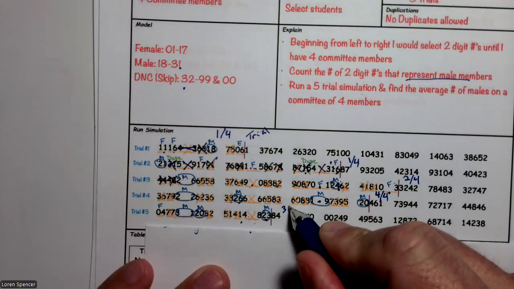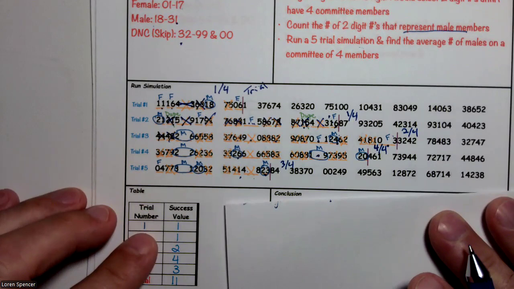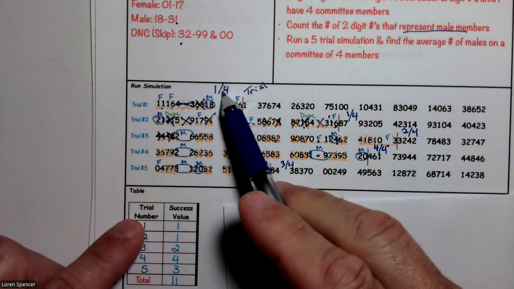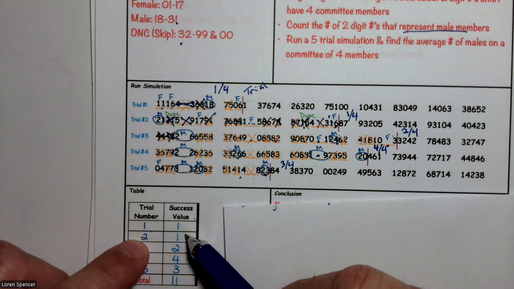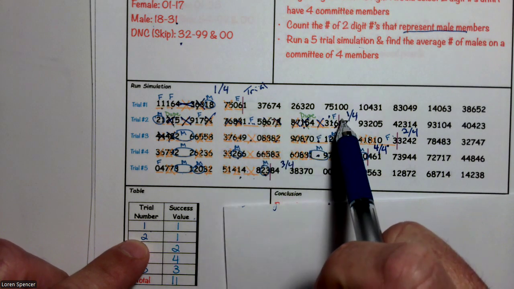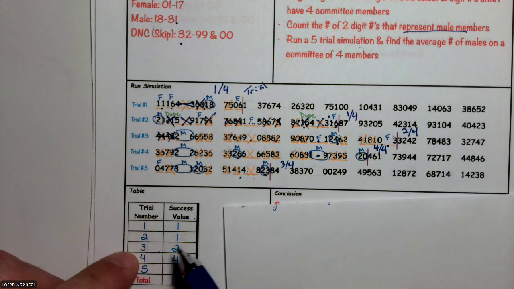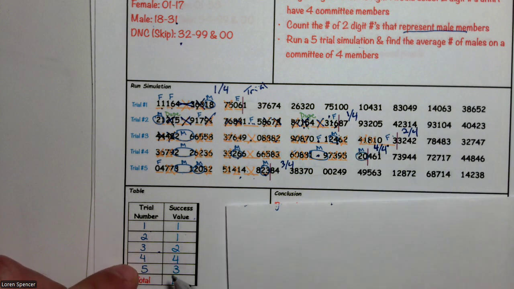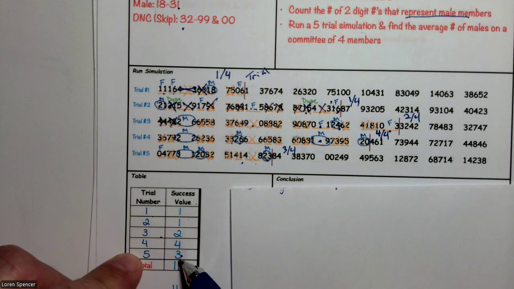So we go ahead and make our table, our little T table, and we said, okay, 1 out of 4. So trial 1, we had 1 success. Trial 2, we also had 1 male. Trial 3, we had 2 males. Trial 4, it was all 4. And trial 5, we had 3. So we had a total of 11 males.